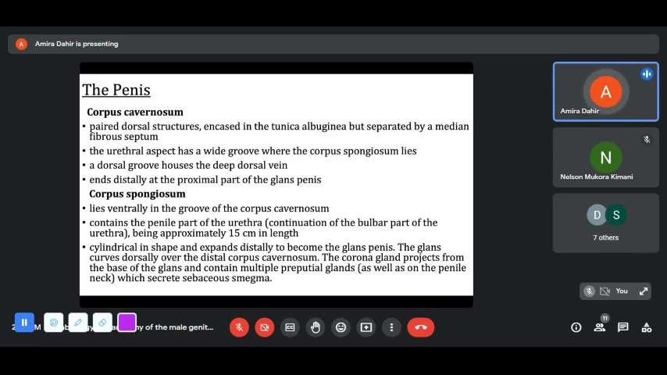It contains the penile part of the urethra, a continuation of the bulbar part of the urethra, being approximately 15 centimeters in length.